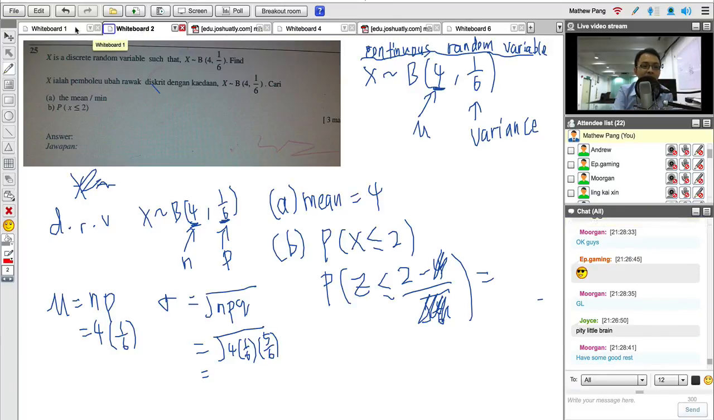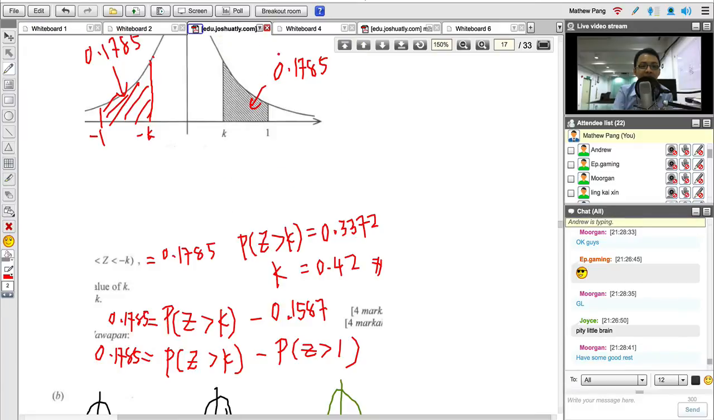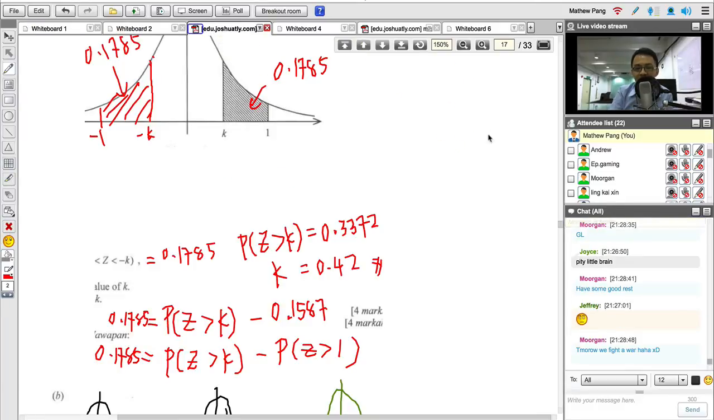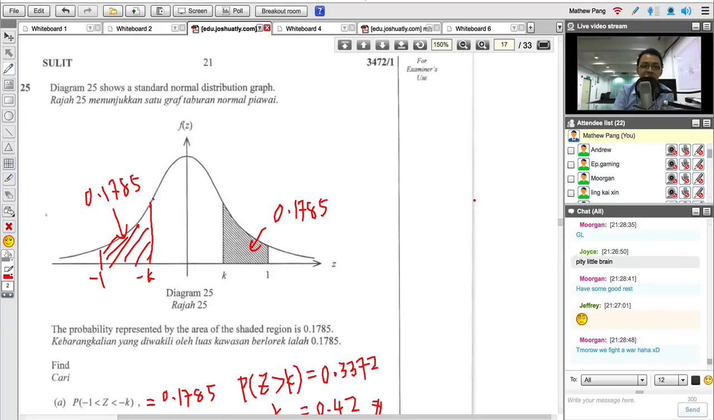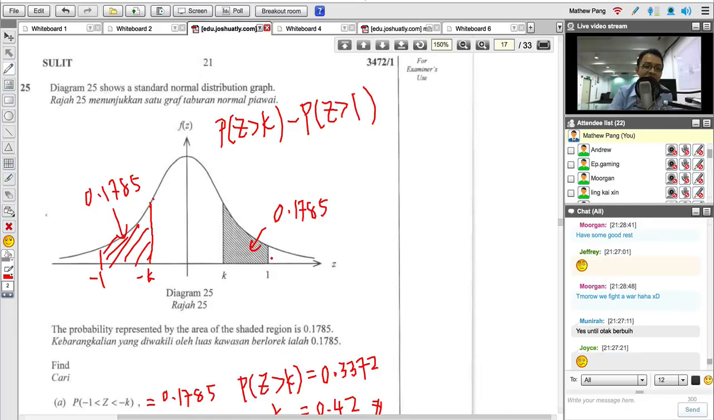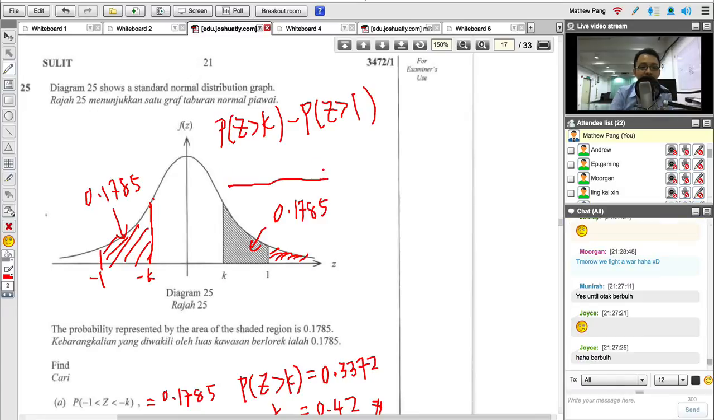Alright, so this is 1, right? What we do to find this part is we use the probability z is bigger than k, which is the whole part here, minus the probability z is bigger than 1. Because z bigger than 1 means this part. Bigger than k means from k all the way to this side, we minus this small part, we can get the middle shaded region. I hope you understand what I'm trying to say here.